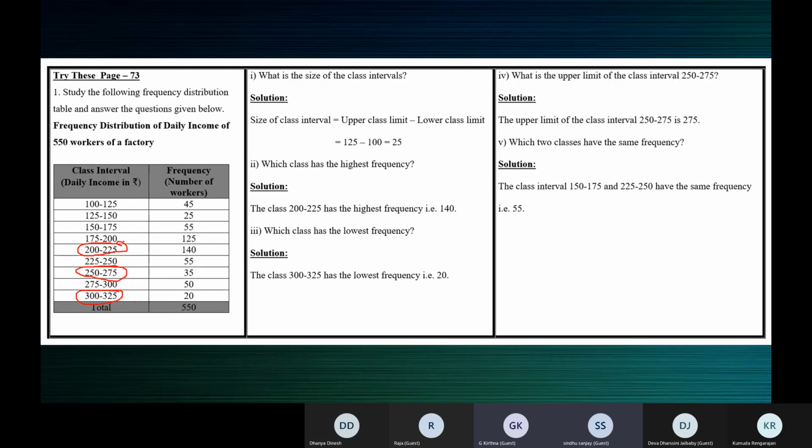Ma'am, this is Kirtana, ma'am. I don't understand this sum. Okay, no, I'm not discussing that. Okay, Kirtana.